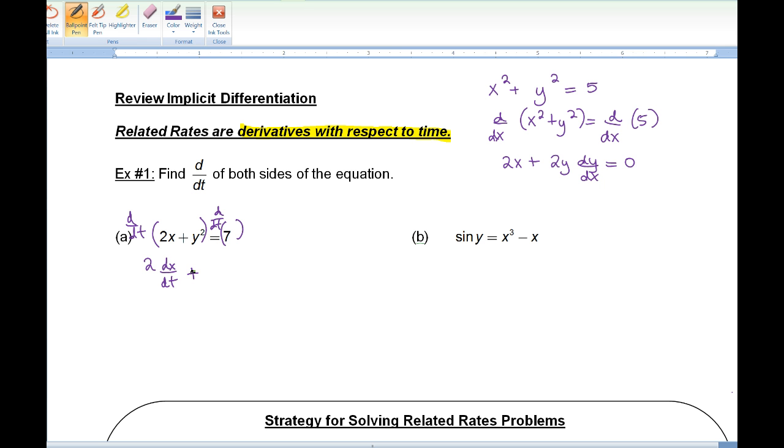So let's do the same thing for the y squared. So just think, what would be the derivative of y squared? It would be 2y. Good, dy dt. And then we get equals, that's just going to be 0.